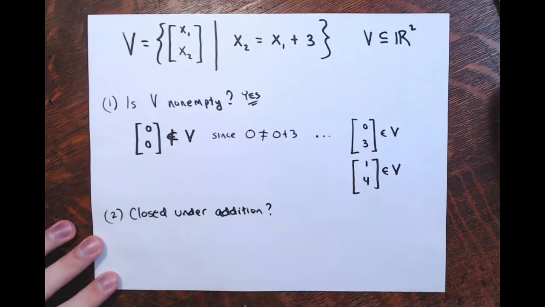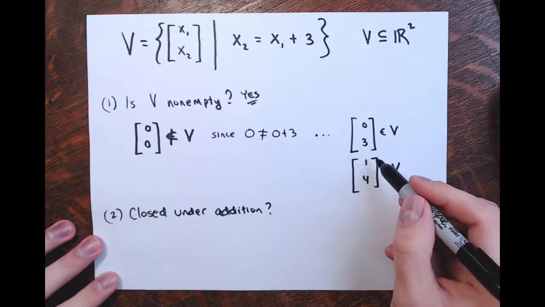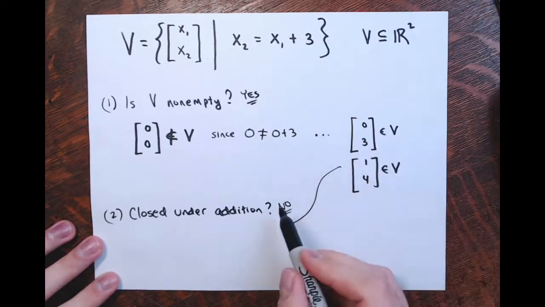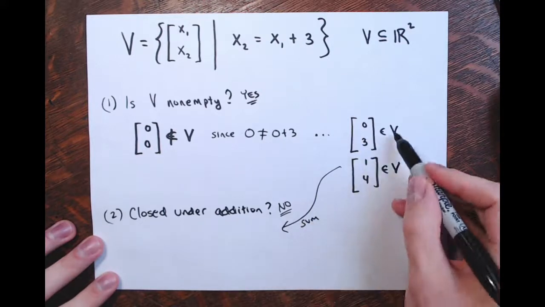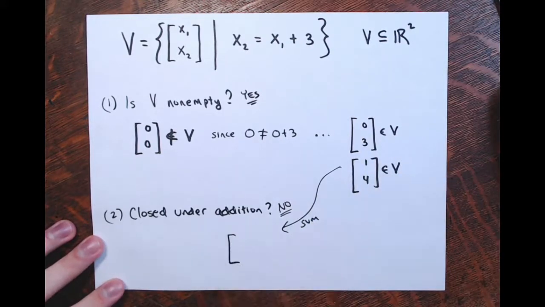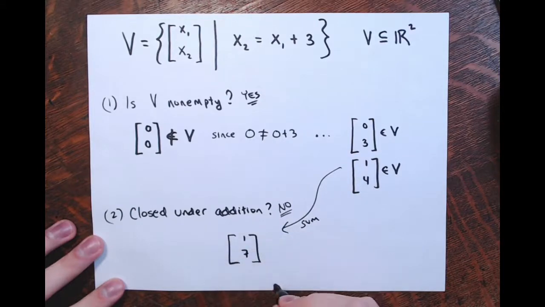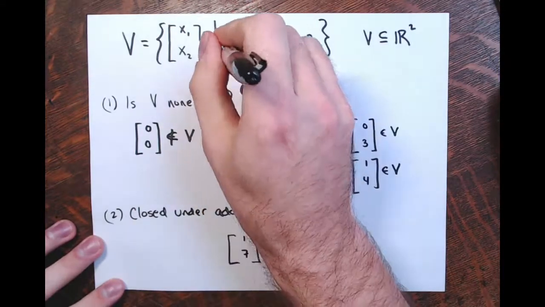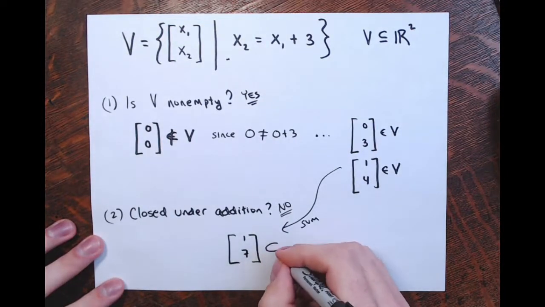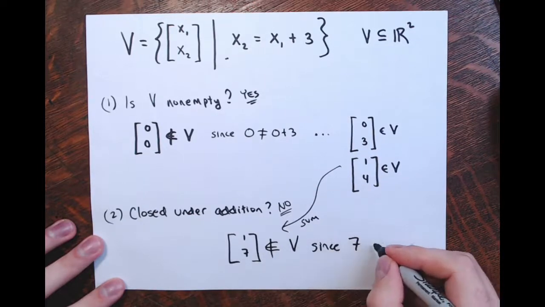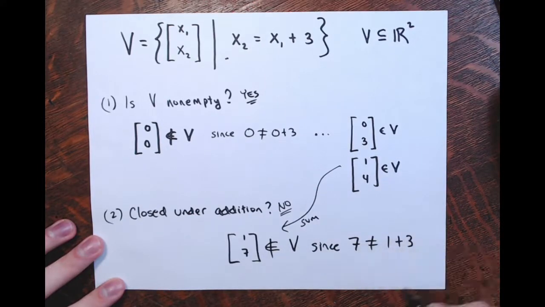All right, well, I only brought up 2 examples here, so let's look at this. I'll show you the answer is no. Take the sum. These 2 vectors are in V. If I add them up using the standard definition, 0 plus 1, first component's 1, 3 plus 4, second component's 7. The vector 1, 7 doesn't belong to V, since the second component, 7, is not the first component plus 3. So, no.